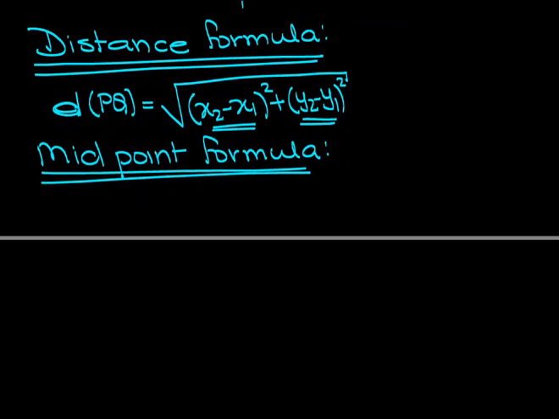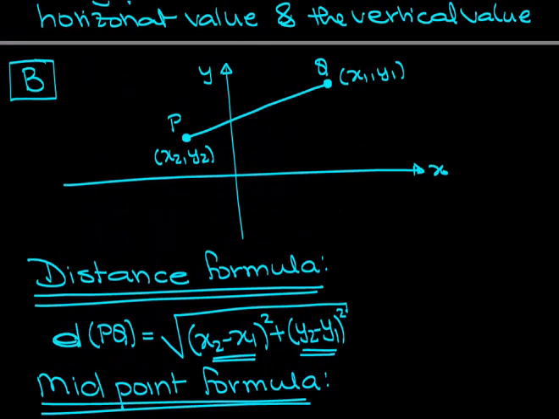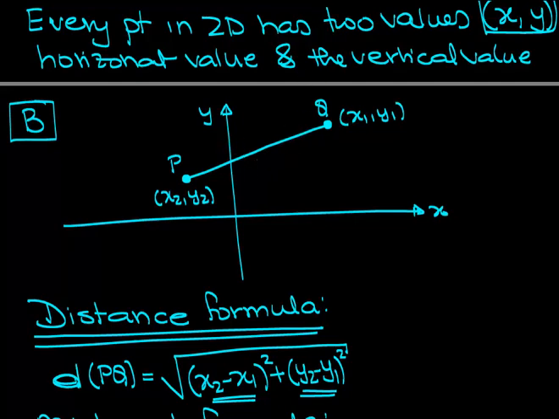The midpoint formula basically gives you the middle of that line segment, the coordinates of the middle of that line segment. So let's say that this is the midpoint of this line segment. I'll call that R. I want to find the coordinates of that. So I want to know what are the coordinates of this point. What is the x value and what is the y value.